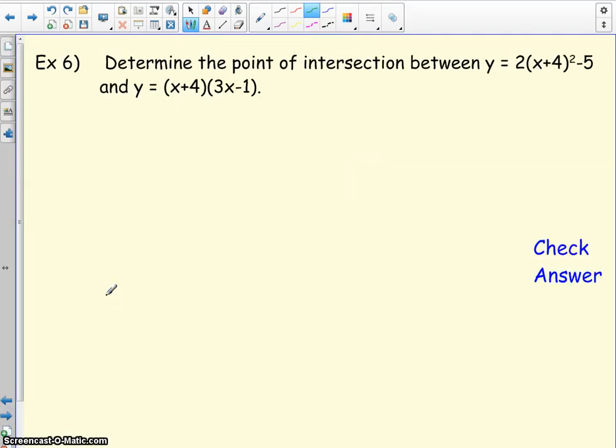Okay, one last example here to look at. It says find the point of intersection, or potentially points of intersection, between y equals 2 bracket x plus 4 squared minus 5 and y equals bracket x plus 4 bracket 3x minus 1.